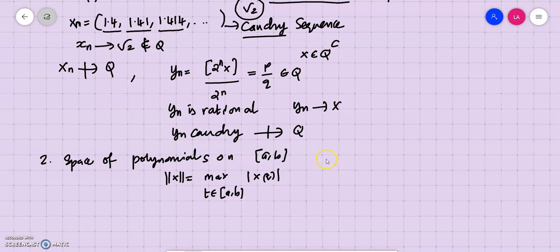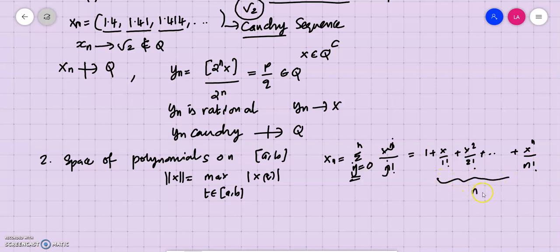You can take a Cauchy sequence as x_n equal to the summation j equal to 0 to n of x raised to j by j factorial. Here j is the variable. So this is actually 1 plus x by 1 factorial plus x square by 2 factorial plus etcetera, plus x raised to n by n factorial. This contains exactly n plus 1 terms.